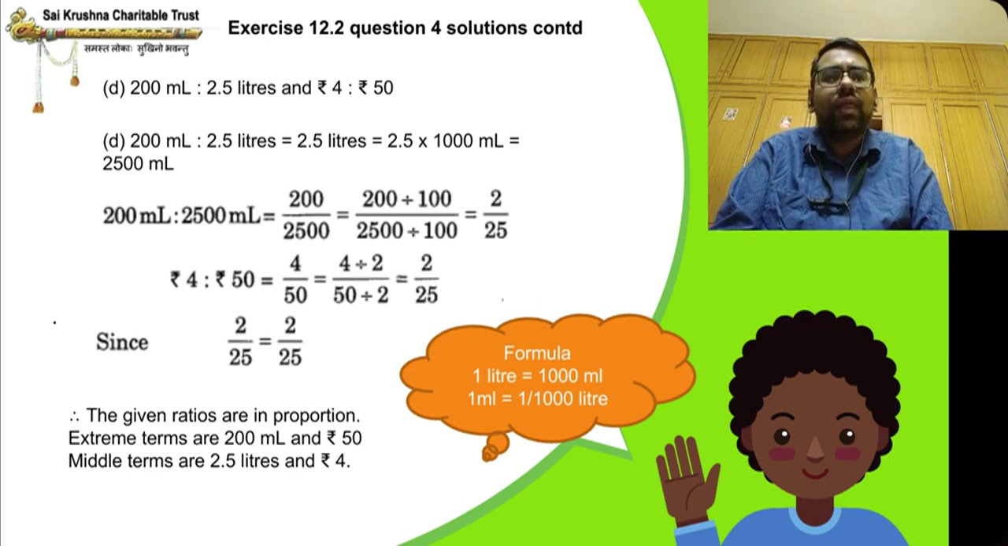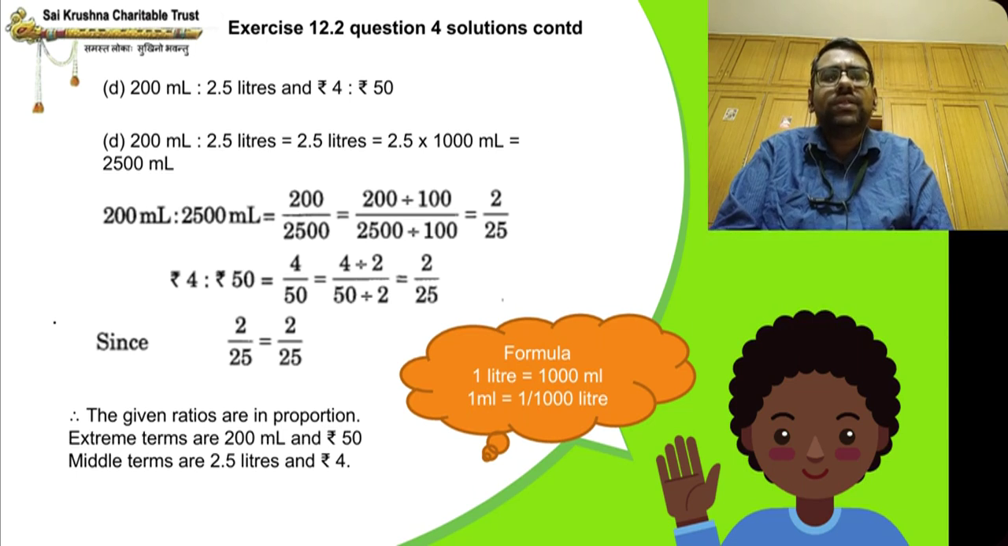What is the formula? 1 liter is equal to 1000 milliliter and 1 milliliter is equal to 1 by 1000 liter. So 2.5 liter is 2500 milliliter. So 200 is to 2500 can be written as 200 by 2500. We'll divide both 200 and 2500 by 100 because 100 is the HCF of 200 and 2500. We get 2 by 25.